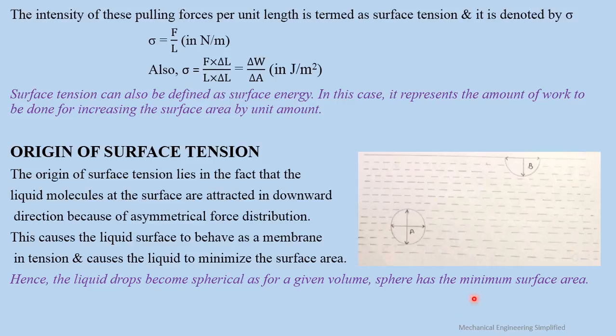Why are the liquid droplets that fall always spherical? The reason is surface tension. A liquid drop has a spherical shape because a sphere has the minimum surface area for a given volume. This is the reason why liquid droplets are always spherical.